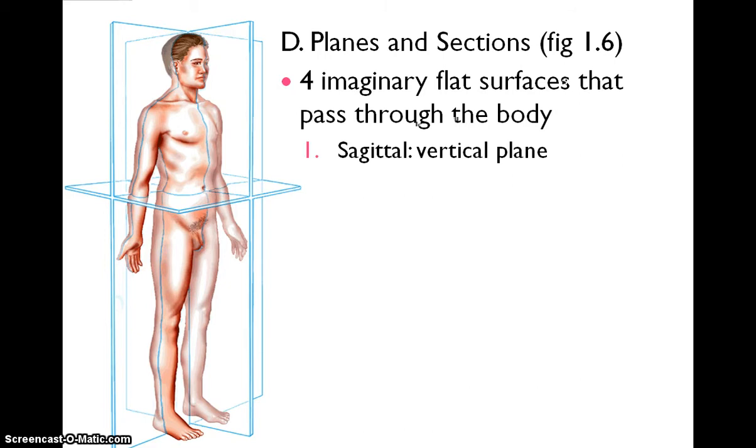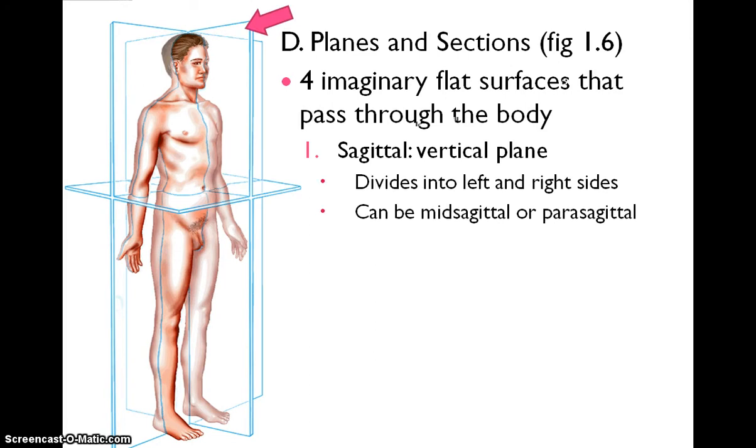The first one is called the sagittal plane. It is an up and down plane. It is a vertical plane. It's going to divide your body into a left and right side.